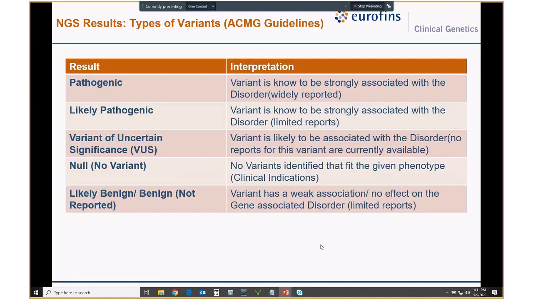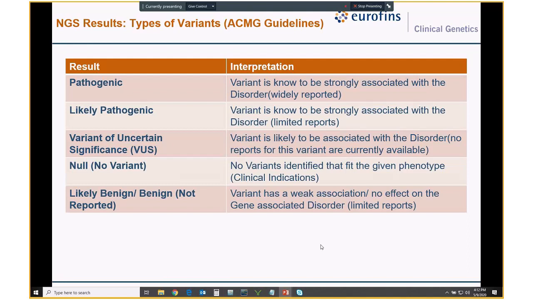So variants, of course, you would be familiar with. How do we classify them as pathogenic, likely pathogenic, VUS, and so on? We follow the ACMG guidelines. Pathogenic, of course, is a known disease-causing variant which is reported earlier, a well-documented one. This can also sometimes be high-frequency variants, right?